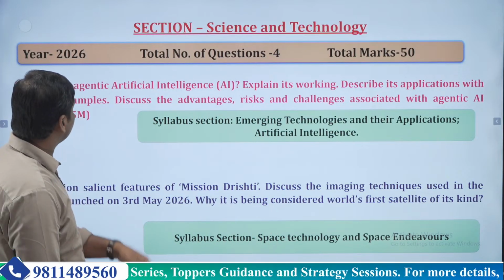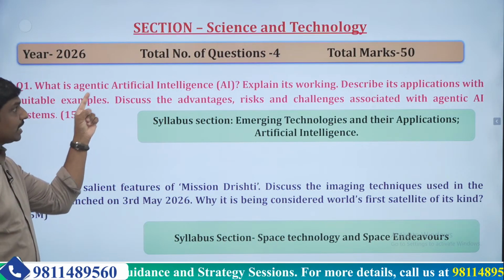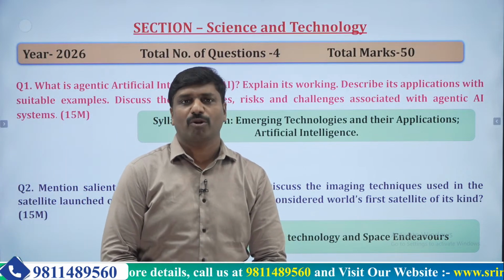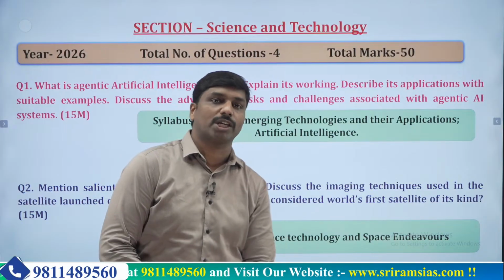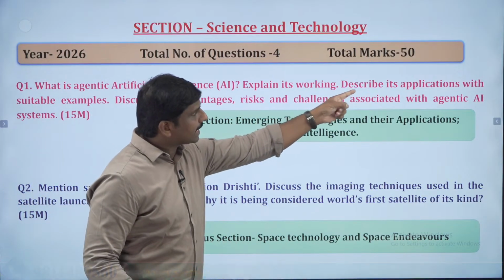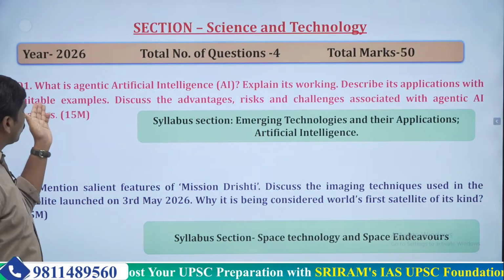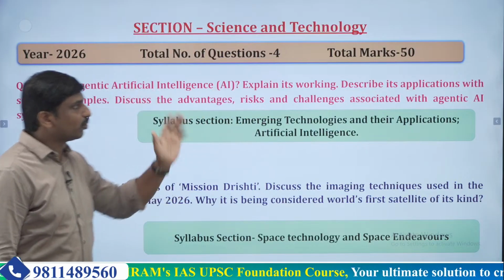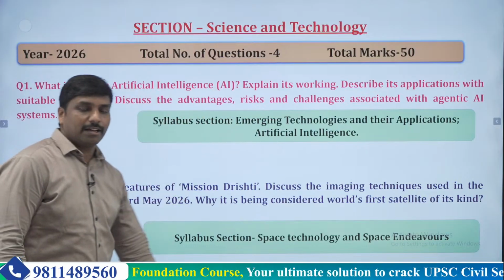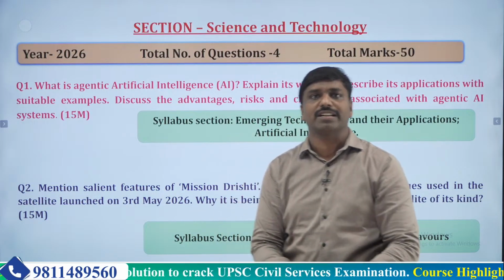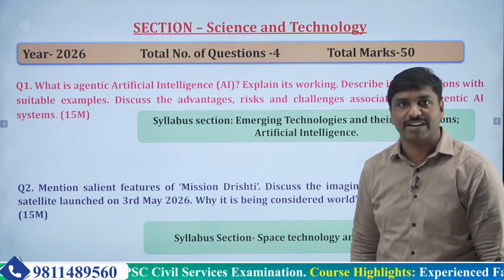So the question is this: what is agentic artificial intelligence? It's a very simple and very direct question. And then look at the next part. Explain its working, describe its applications with suitable examples, and discuss the advantages, risks and challenges associated with agentic AI systems. The question is direct and straightforward, friends.